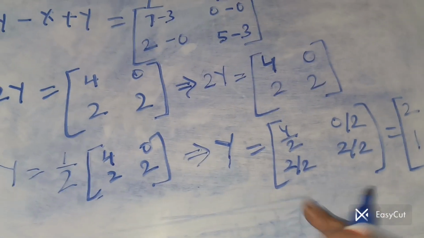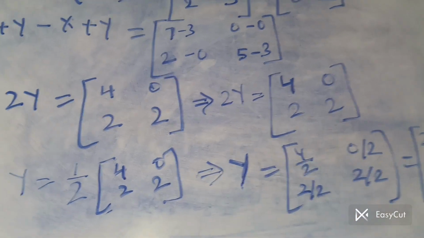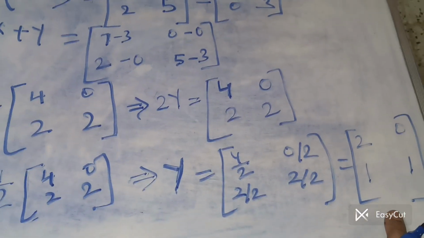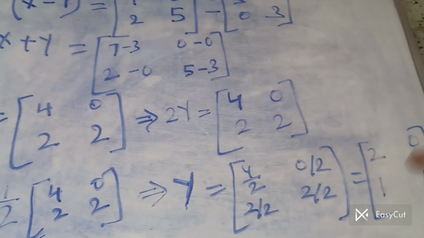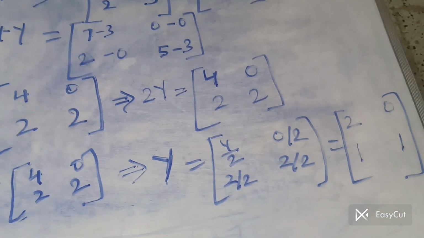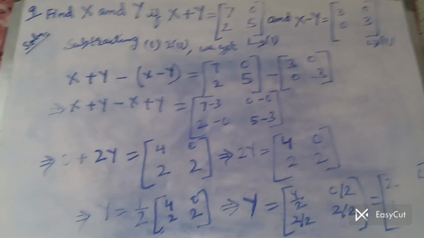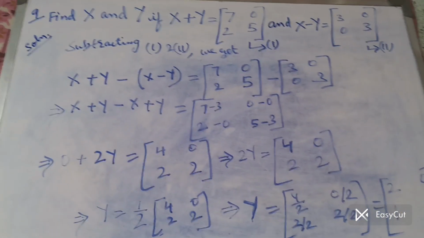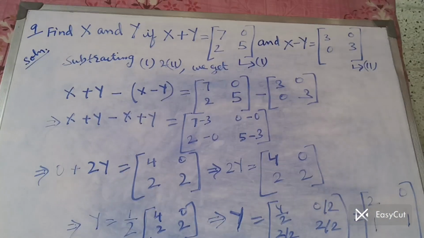So we have already found x in the previous part, and now here y we got [2 0; 1 1]. Okay. So I hope the chapter of matrix is a bit clear to you, and we have included a few sums, but I hope the chapter is clear to you.